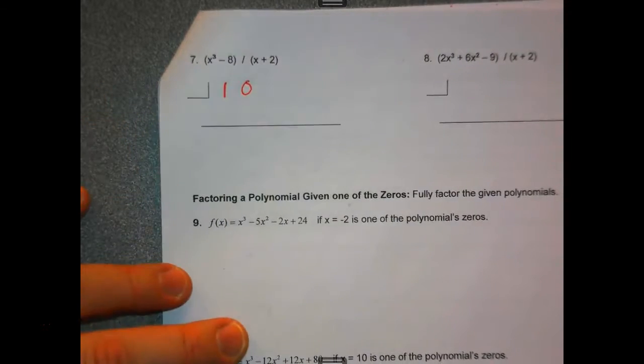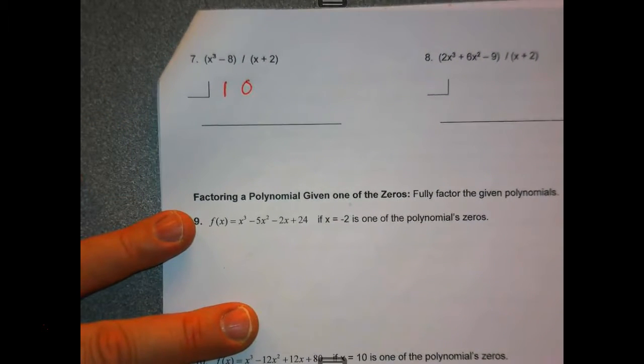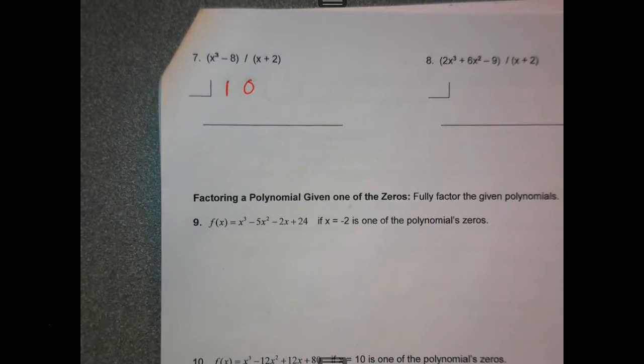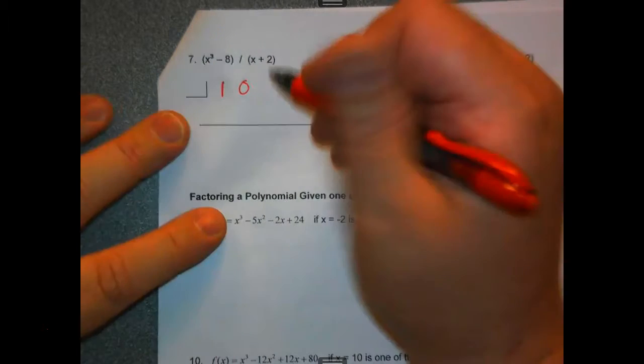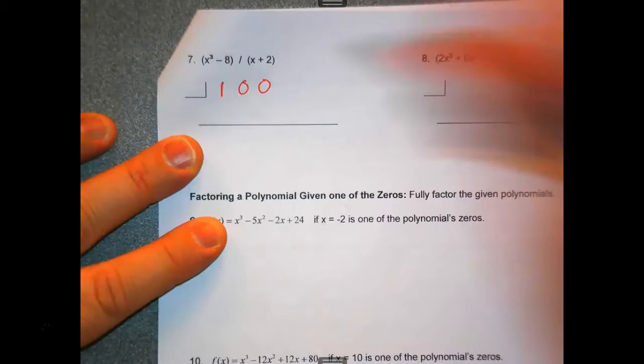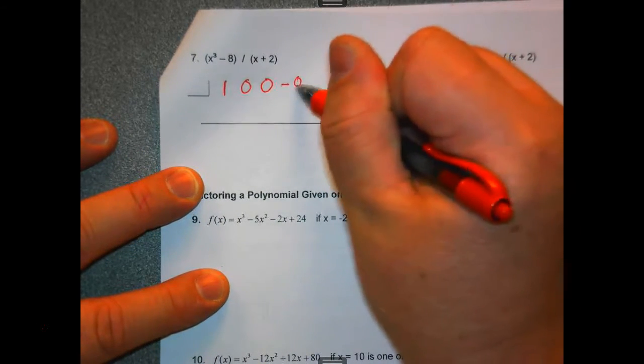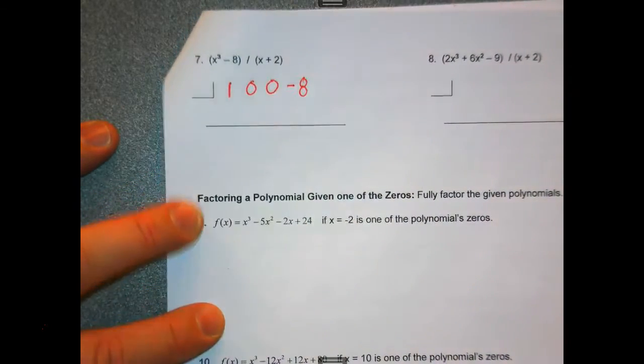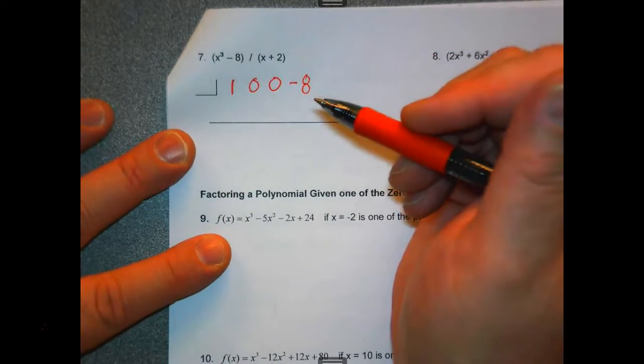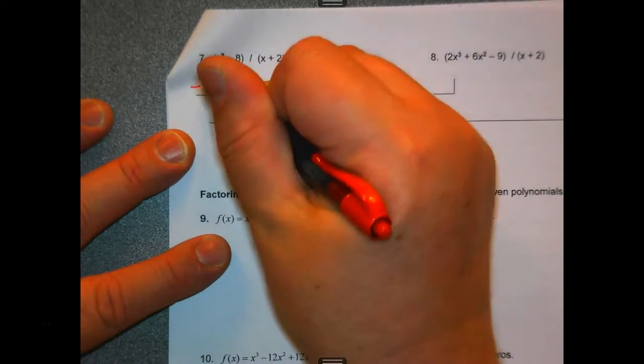How about the coefficient of x to the first? 0. I heard it. And my constant? Negative 8. Hey, what does x equal? Negative 2.